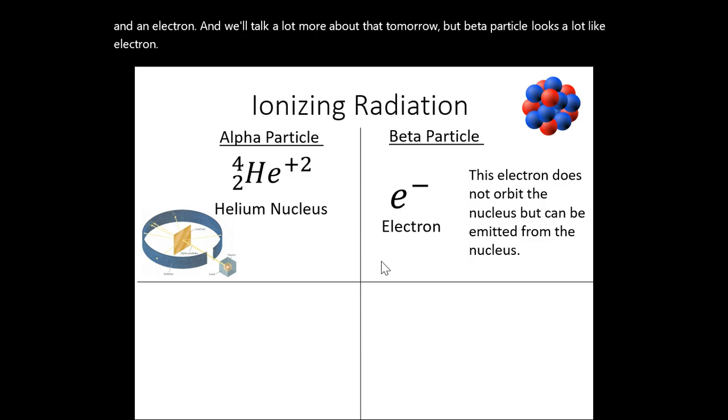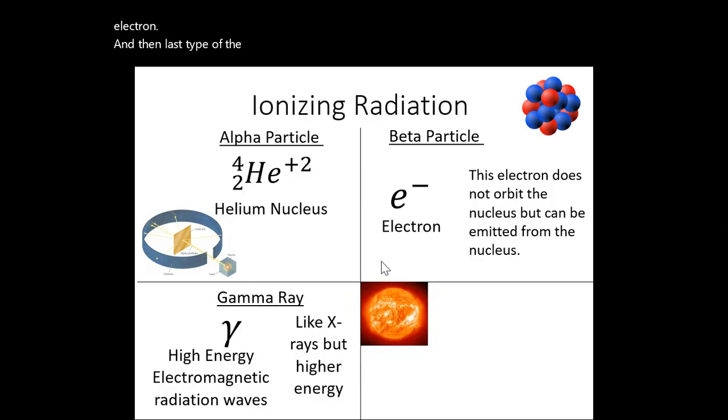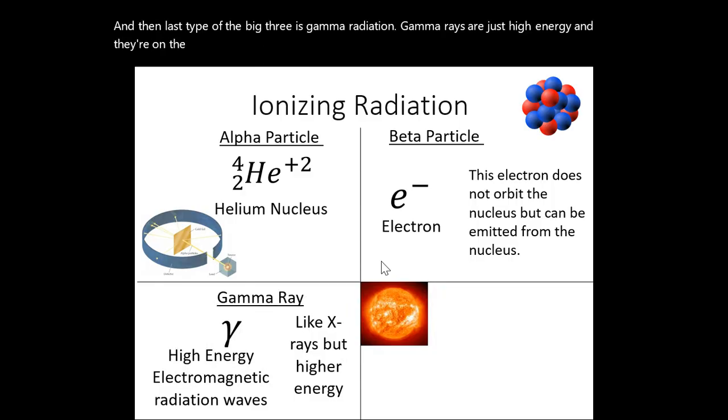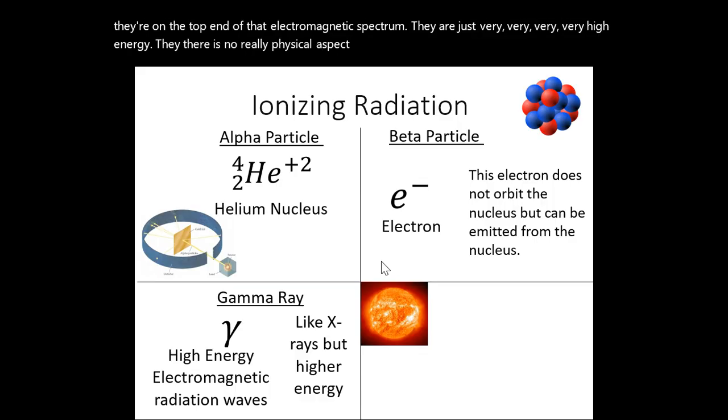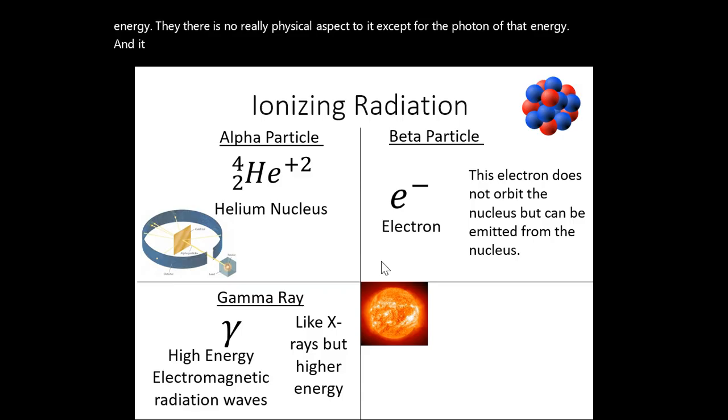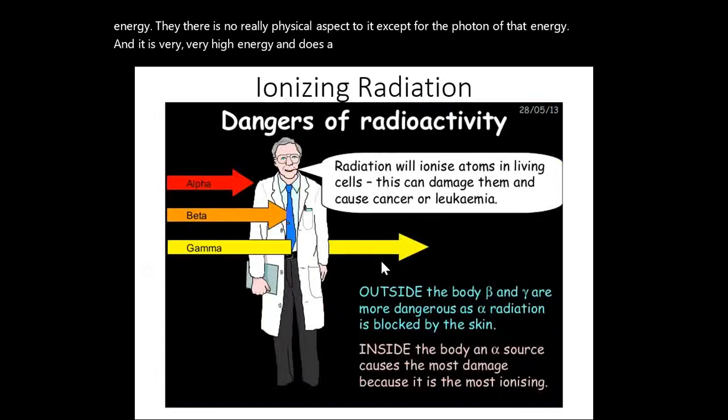And then the last type of the big three is gamma radiation. Gamma rays are just high energy, and they're on the top end of the electromagnetic spectrum. They are just very, very high energy. There is no really physical aspect to it except for the photon of that energy, and it is very high energy and does a lot of damage.